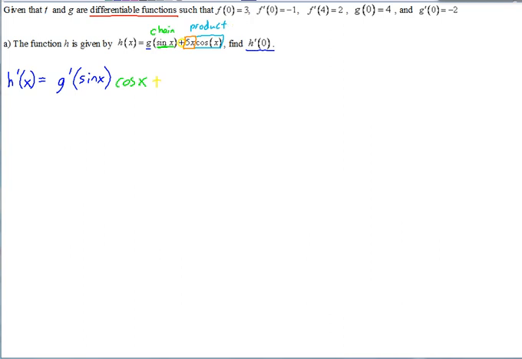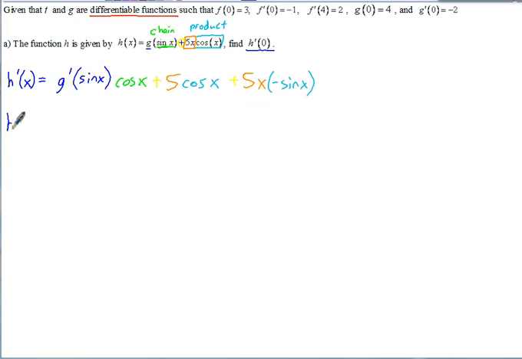So start out with the derivative of the first one. Derivative of 5x is 5, times the second one as it is, cosine x, plus, then we have the first one as it is, 5x, times the derivative of cosine, which is negative sine. So there's our derivative. And now we can go ahead and plug in 0 into that. Or you can simplify first. There's not really much to simplify except the negative you can pull out front.